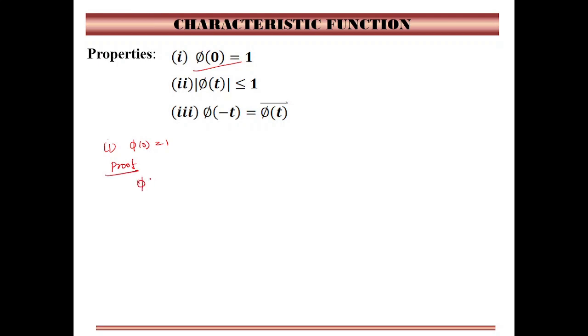From the definition, phi of t is equal to the expected value of e power itX. Here t is equal to 0, so we substitute t equal to 0 in this function. Therefore, the expected value of e power 0, which is equal to the expected value of 1, which is 1.